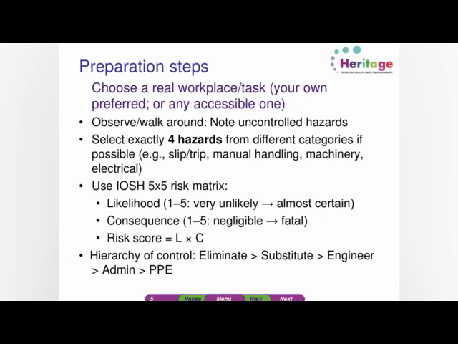The risk score is simply likelihood multiplied by consequence. Step 5. Keep the hierarchy of control in mind. When suggesting improvements, eliminate the hazard first, then substitute, engineer controls, administrative measures, and finally, PPE as a last resort. Prepare these things properly, and filling the form becomes much easier and quicker.